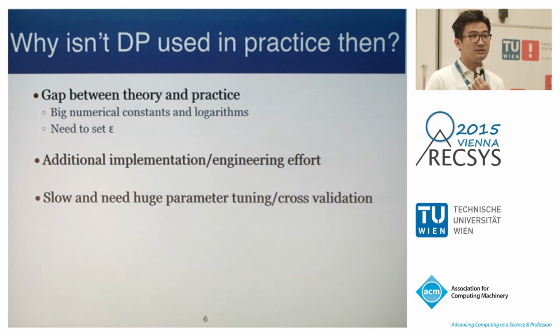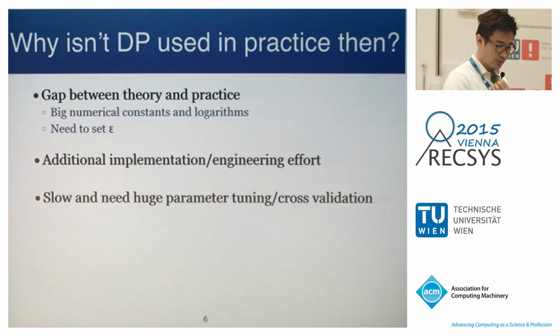But why isn't differential privacy used in practice then? Basically because of the gap between theory and practice. Usually we derive a very large constant, so it's not very practical. And also, in most cases, we need additional implementation and lots of engineering effort, and we also need a huge amount of parameter training. This comes to why we need to make it fast.